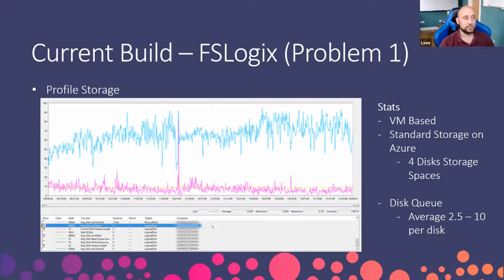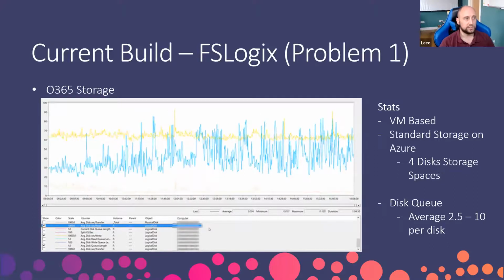So you can imagine why we got profile corruption and Office was slow, or certain things were slow on the VM. The next slide shows you the VM that was hosting the Office 365 containers. Similar story, right? We've still got high disk queues. The bottom line is the average disk queue, and the blue line is the current disk queue. So we've still got really bad performance on these machines.